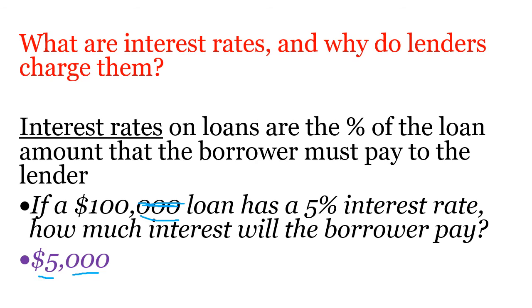So that means a $100,000 loan with 5% interest, you would pay back the $100,000 plus the 5% interest. So at the end of the loan, you would owe $105,000.